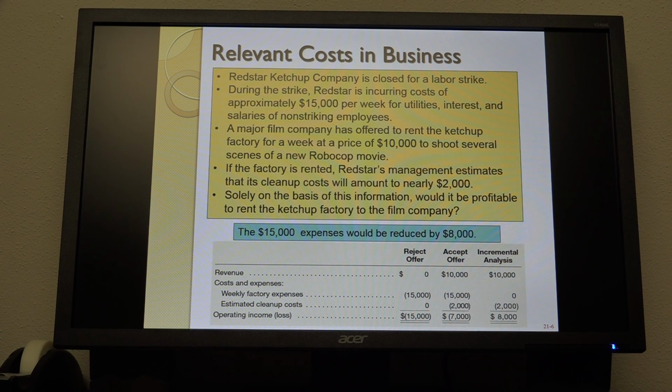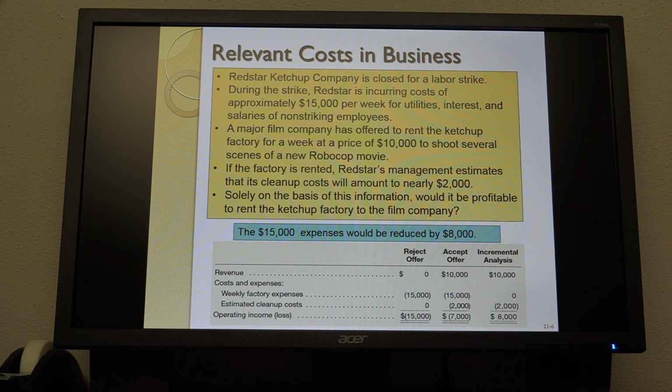Solely on the basis of this information, would it be profitable to rent the ketchup factory to the film company? So the $15,000 is a cost that they can't avoid no matter what, strike or rent. And so that cost should not be considered. The costs that should be considered are the incremental revenues and costs of renting out this facility to the production company.